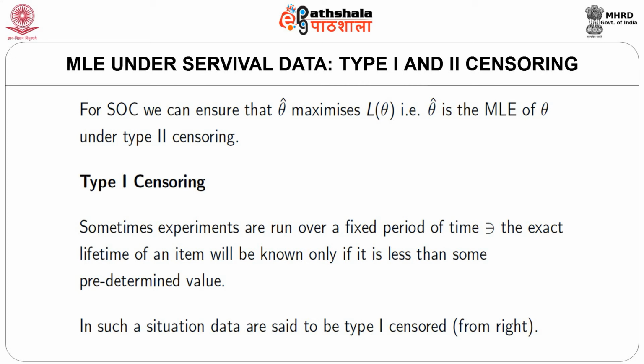Next, we discuss type 1 censoring. Sometimes experiments are run over a fixed period of time such that the exact lifetime of an item will be known only if it is less than some predetermined value. In such a situation, the data are said to be type 1 censored from right.